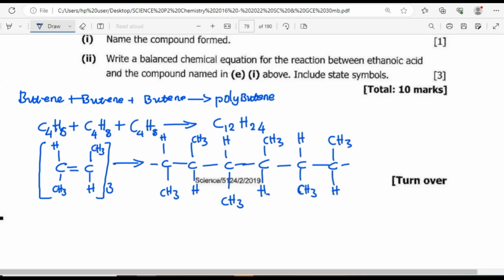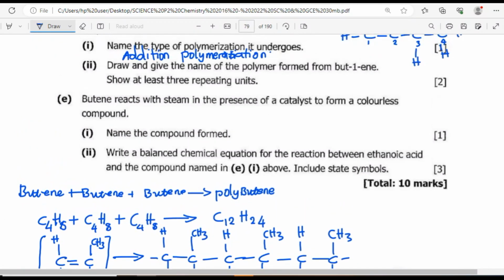So this is our displayed. So we have drawn and given the name. The name is polybutene. Okay, we are done with that one.